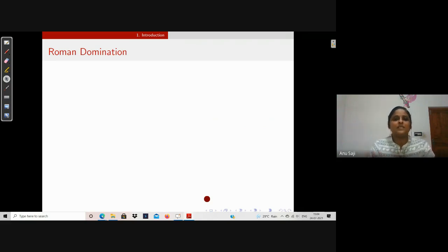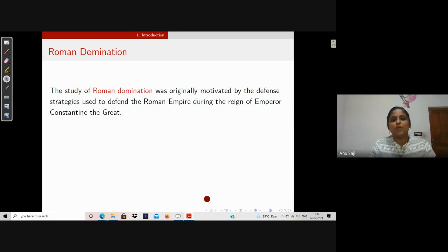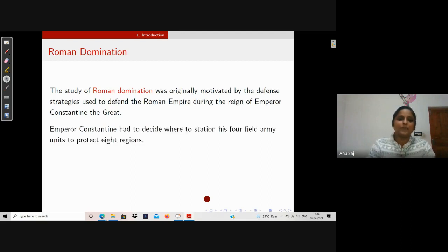More than 70 such variations are listed in the book Fundamentals of Domination in Graphs by Teresa W. Haynes et al. The study of Roman domination was originally motivated by defense strategies used to defend the Roman Empire during the reign of Emperor Constantine the Great. Emperor Constantine had to decide where to station his 4 army units to protect his 8 regions.